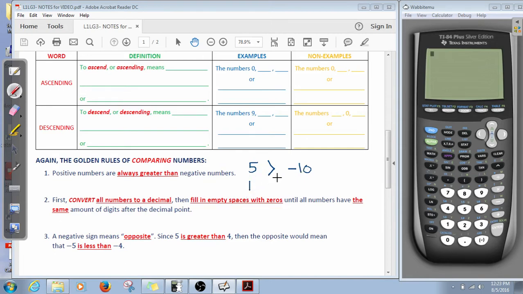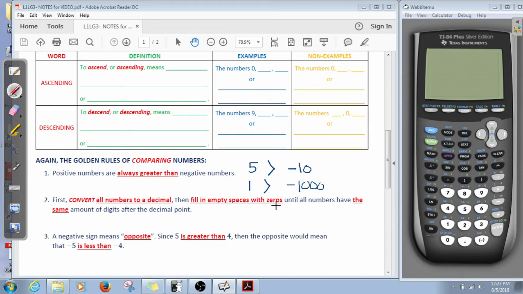So I mean, we could look at something as extreme as this. Sure, 1,000 positive would be a big number, but -1,000 is actually a very small number. So again, I'd rather have this $1 to my name than have to owe Joe $1,000. So again, the positive number is bigger than the negative number all day long. Golden rule number 1.